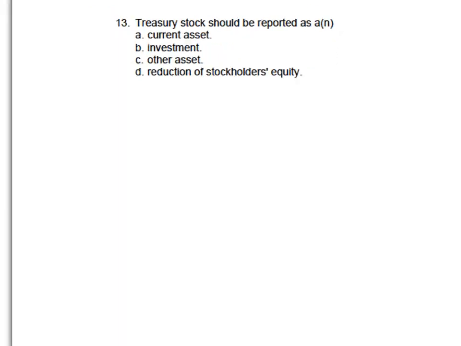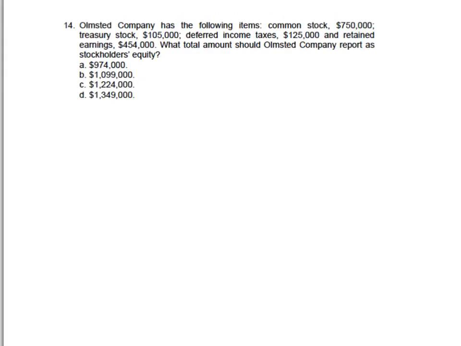Next up, we're going to take a look here at treasury stock should be reported as a current asset, an investment, another asset. None of those are true because you can't own yourself. What you're doing is reducing the amount of stockholders' equity with a debit to stockholders' equity and not a debit to any asset. Number 14 says Olmsted Company had the following items: common stock, treasury stock, deferred income taxes, and retained earnings. What total amount should they report as stockholders' equity?